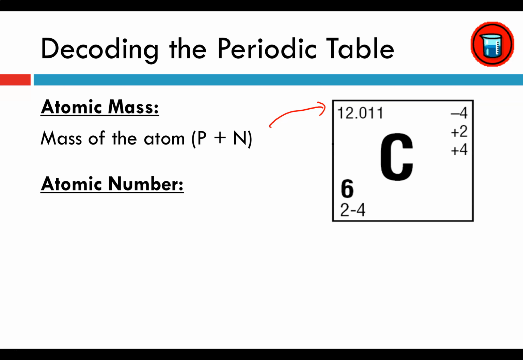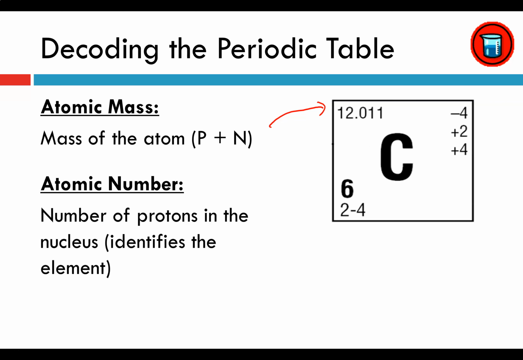Which of those remaining numbers is the atomic number? For carbon, it's 6. The atomic number is going to tell us how many protons are in the nucleus, and the number of protons in the nucleus really determines what the identity of that element will be.